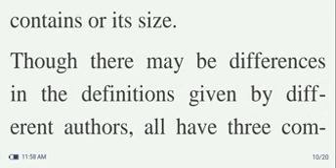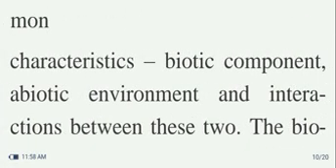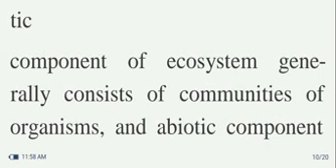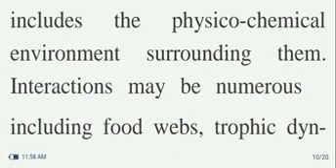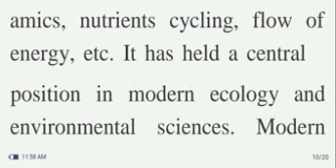Though there may be differences in the definitions given by different authors, all have three common characteristics: biotic component, abiotic environment, and interactions between these two. The biotic component of an ecosystem generally consists of communities of organisms. The abiotic component includes the physico-chemical environment surrounding them. Interactions may be numerous, including food webs, trophic dynamics, nutrient cycling, flow of energy, etc. It has held a central position in modern ecology and environmental science.